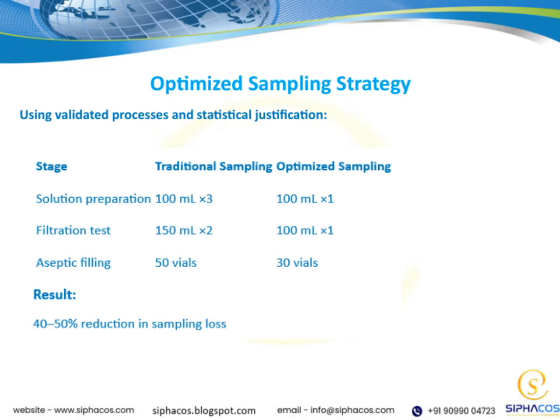Let's talk about our optimized sampling strategy. As you can see, we're relying on validated processes to ensure accuracy and reliability. This means we've carefully tested and confirmed our methods work as intended.